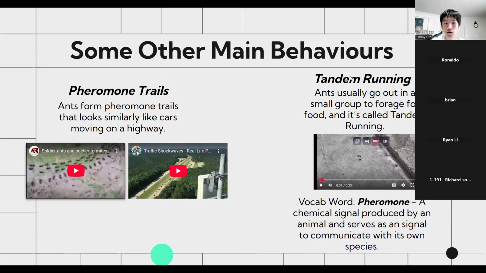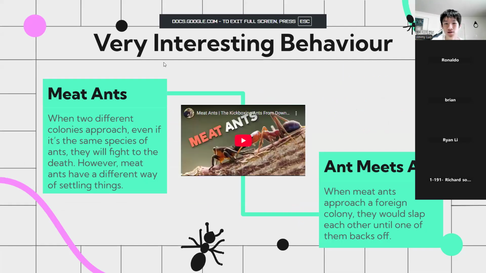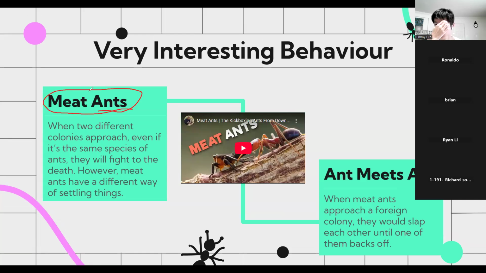Okay. So, ants also have very interesting behaviors, all right? Meat ants, for example, I just wanted to talk about meat ants. There are so many different types of ants, but I chose meat ants because they have a really interesting behavior. When two different colonies approach, ants, even though they are the same type of ants, sometimes or most of the time won't actually get along with each other, and they'll usually fight.